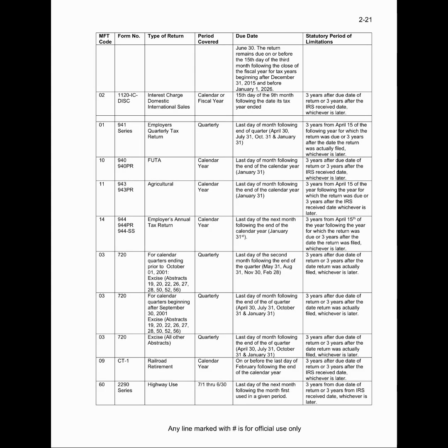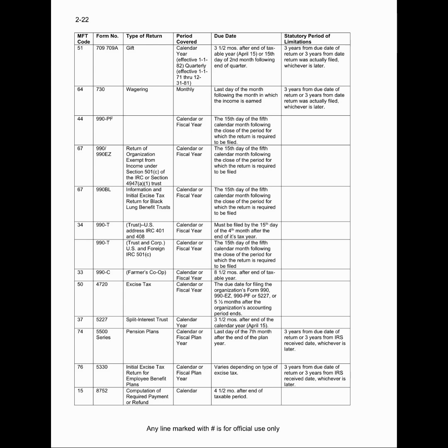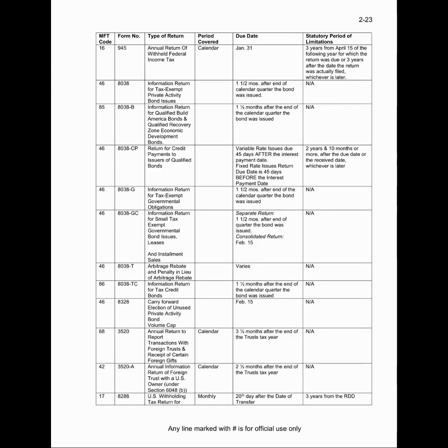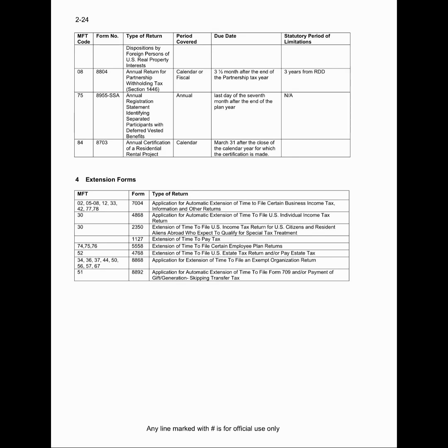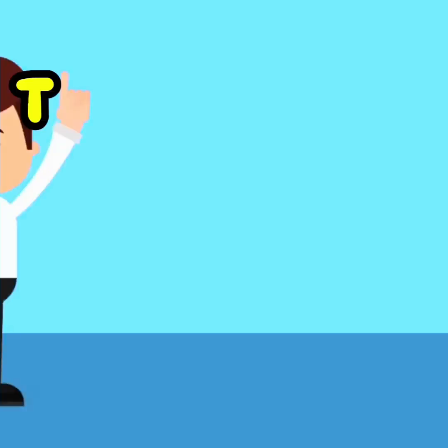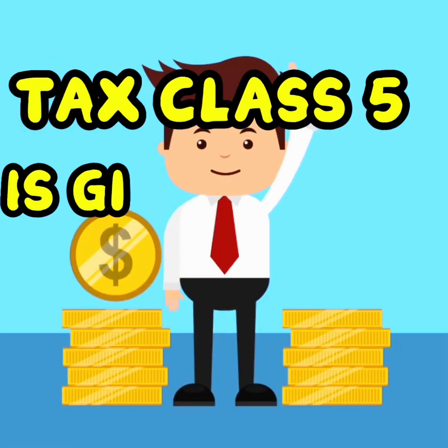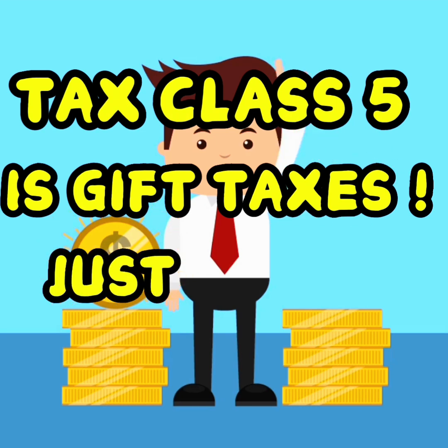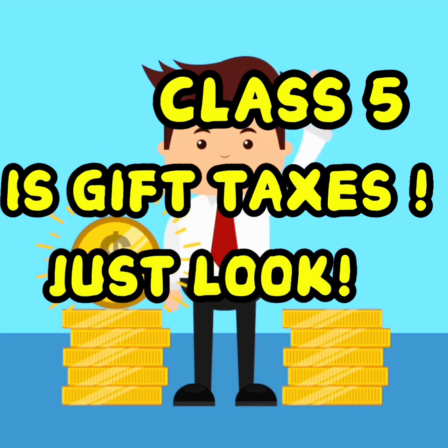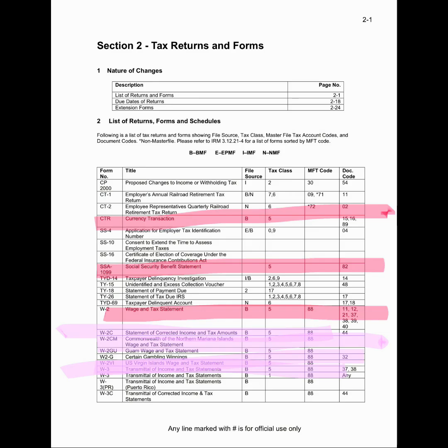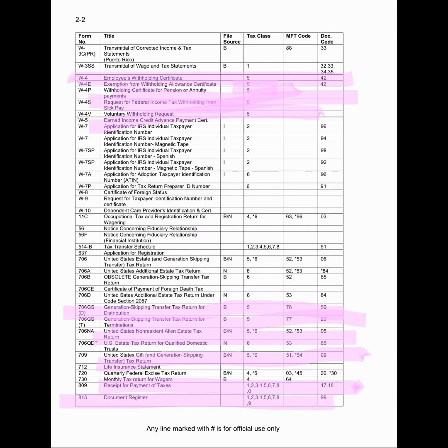Why is accuracy so important when filling out tax forms? Accuracy is paramount to ensure compliance with tax laws and avoid penalties. Inaccurate information can lead to delays in processing, assessments of additional taxes, and even criminal charges in cases of intentional misrepresentation. Taxpayers should take the time to carefully review their returns before submitting them.